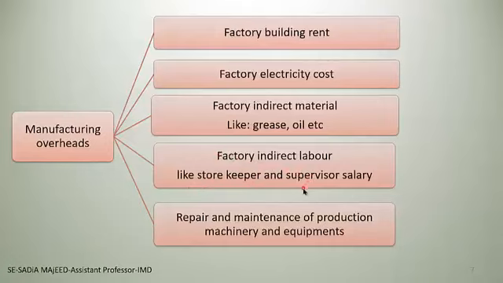These would be types of indirect labor. Repair and maintenance of production machinery and equipment: those machineries and equipment which are directly involved in the manufacturing process, the maintenance and repair of those machineries are also part of the manufacturing overheads. There could be other examples. This list would have more examples, but from these examples you can get the idea what type of cost is involved in the manufacturing overheads.